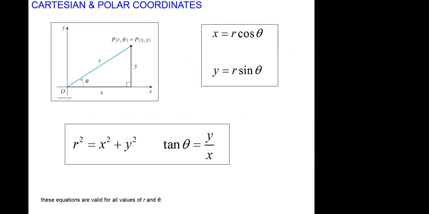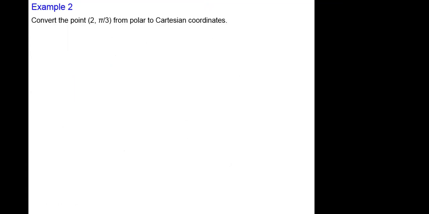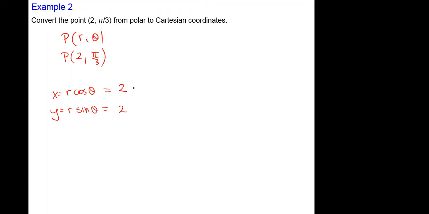Let's try to convert something. Convert the point (2, pi over 3) from polar to Cartesian. Okay, that means polar coordinates are (r, theta), and we have 2 for r and pi over 3 for theta. And what we know is that x is equal to r cosine theta, y is equal to r sine theta. And let's compute. This is 2 cosine of 60 and sine of 60.